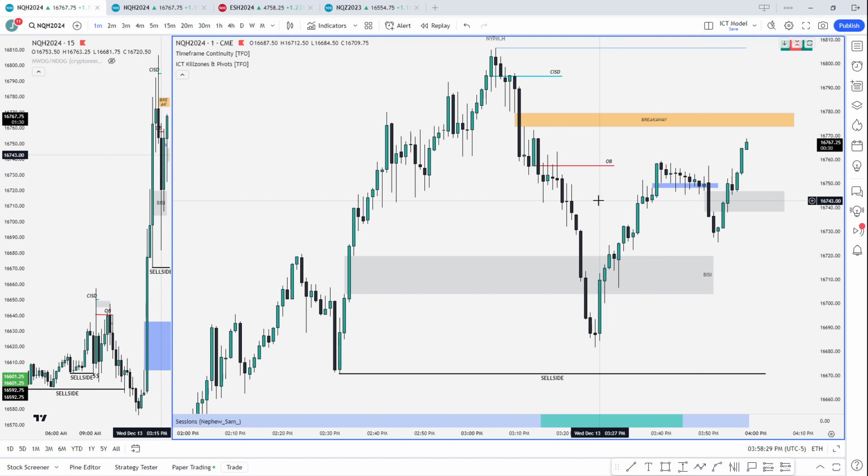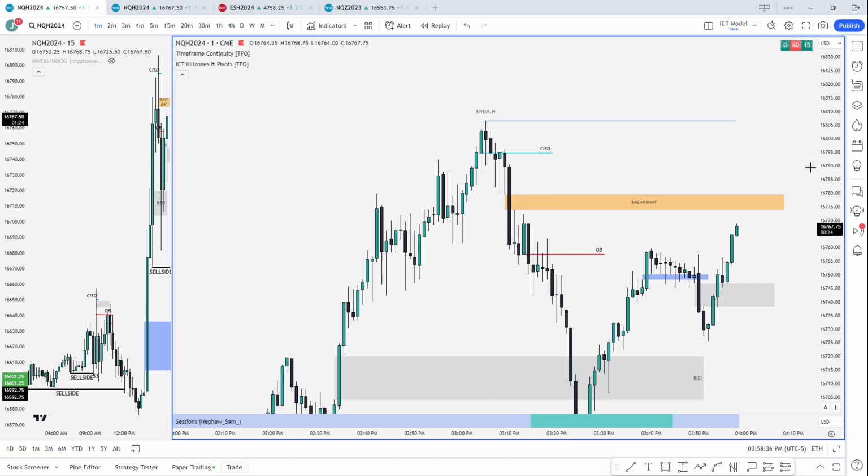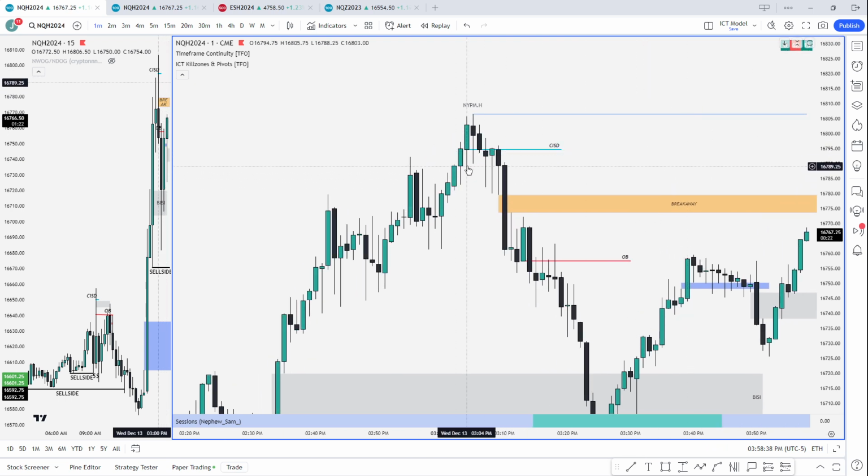At Flux, when considering CISD, does the wick of the candle matter? Are you talking about like this wick here?